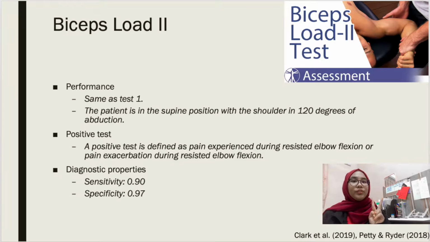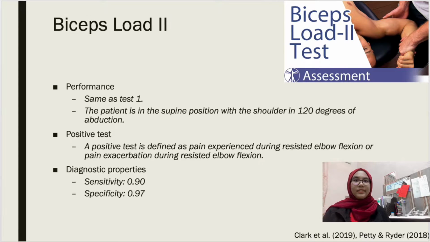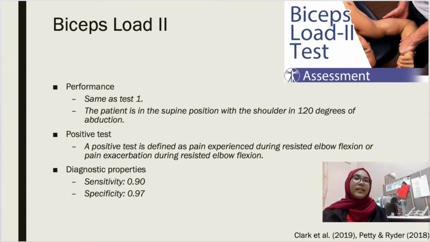For biceps load 2, the performance is the same as biceps load 1, and the difference is that the shoulder needs to be abducted 120 degrees. For a positive test, there is pain experienced during the resisted elbow flexion. For the diagnostic properties of biceps load 2, the sensitivity is 0.9, meanwhile the specificity is 0.97.